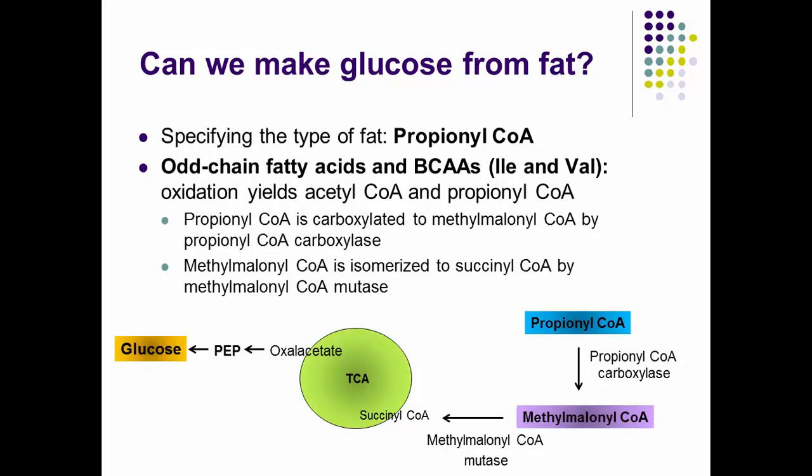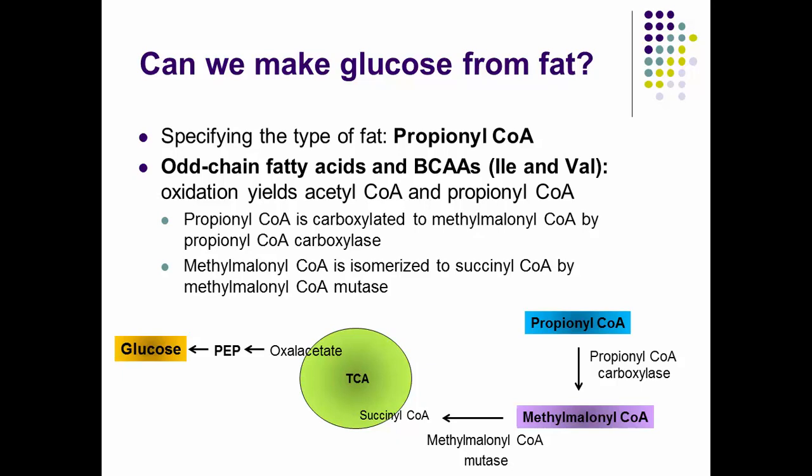And the second type of specific fat that can be converted to carbohydrate is propionyl-CoA. Propionyl-CoA basically is produced from two pathways, right? One is odd-chain fatty acid oxidation, and the other is branched-chain amino acid metabolism. These two pathways can both generate propionyl-CoA. And this again is the pathway for how propionyl-CoA is converted to glucose.